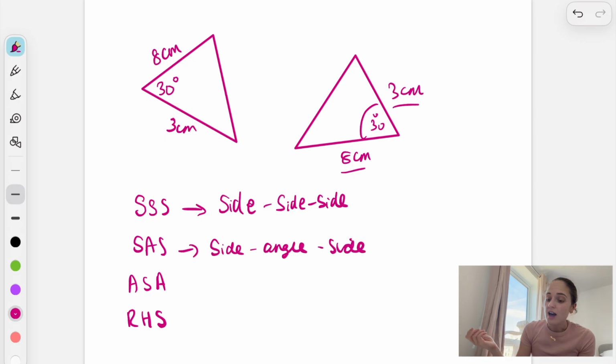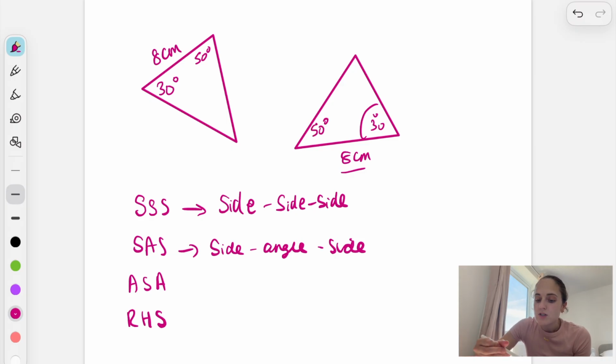ASA is angle, side, angle. If we can prove that we have two angles and a side between them the same, then they're congruent. So if I cross out this one, and instead I label this one as 50 degrees and this one as also 50 degrees, again, we can prove they're congruent because we have two angles and a side between them that are exactly the same. So ASA is angle, side, angle.